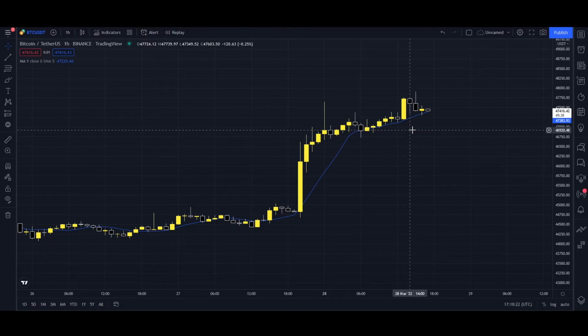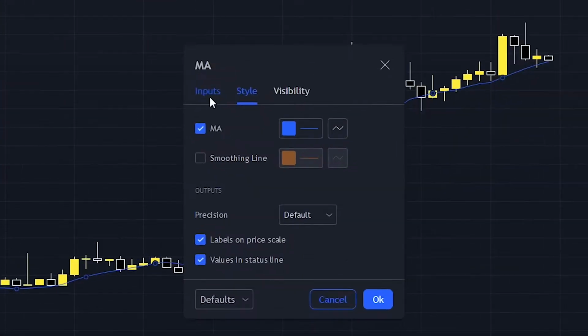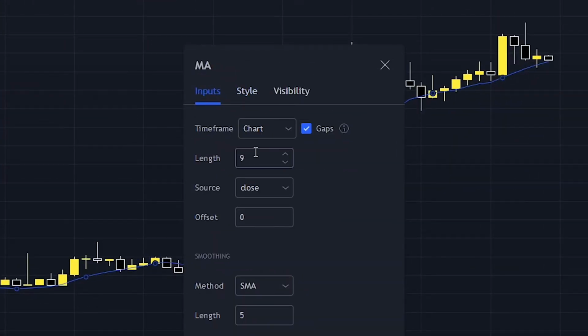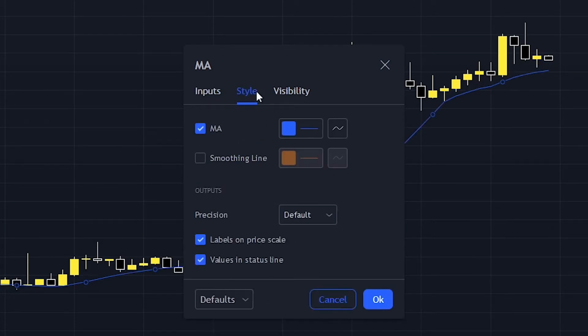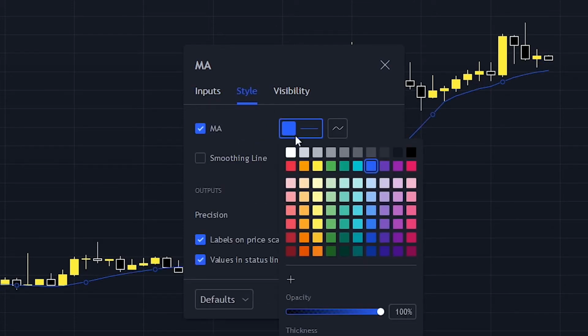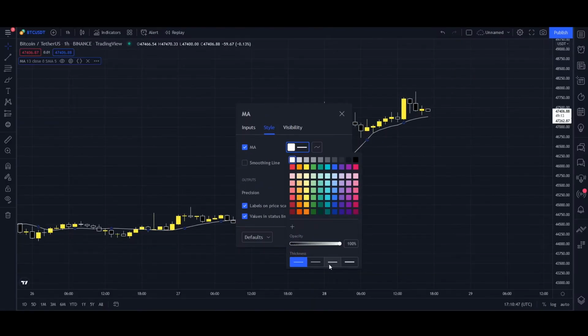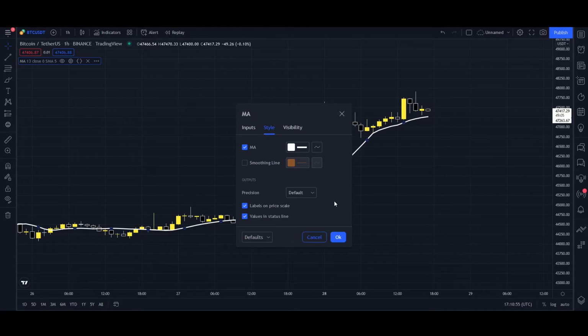Now guys, we should change the settings on our MA, which you can find right here. Input section, we change to 13. And here in style, I would like to change the color as well, and the thickness. Okay, all good to go.